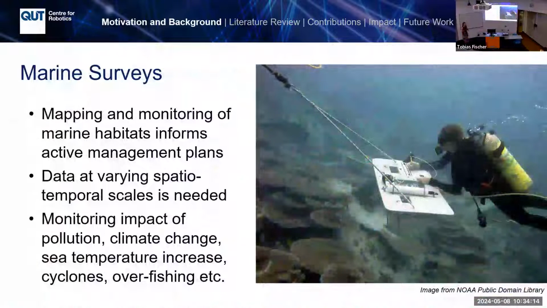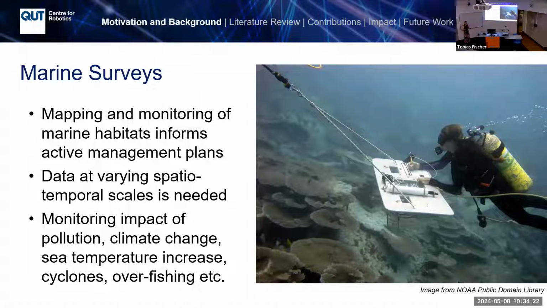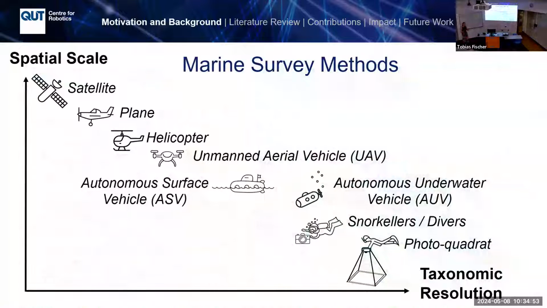We perform marine surveys to enable us to map and monitor these marine habitats and track their health over time. Having availability of data at varying spatio-temporal scales is needed to inform active management and active interventions. We need to also monitor our ecosystems for impacts of pollution, climate change, and some of the other factors which I've already mentioned. On the image on the slide, we can see an ecologist performing a manta tow survey. So this is quite a manual survey technique where they're towed along through the ocean and they're noting down species that they see. More recently, we've seen advances in the use of other marine survey methods.